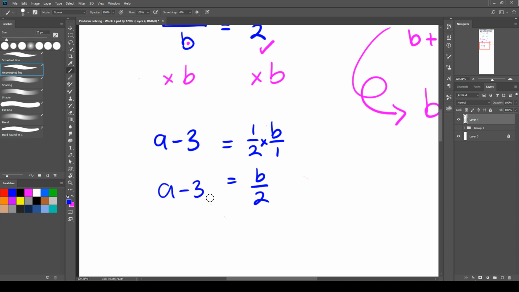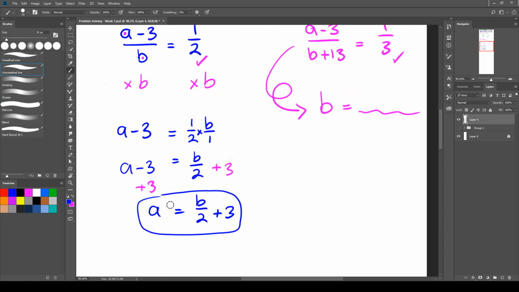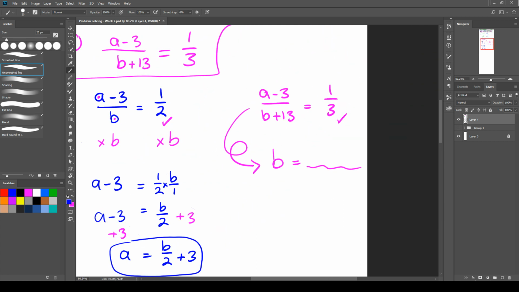Now I want to get rid of the 3. So to get rid of that 3, I'll add 3 to both sides, because -3 plus 3, they cancel out to 0. A plus 0 is just A. I've got to do plus 3 to both sides, so I'm going to hit my plus 3 over here. So I'll get B over 2 plus 3. So now I have, whoops, wrong color, now I have an equation where A is the subject, and I could stick this into this pink equation.